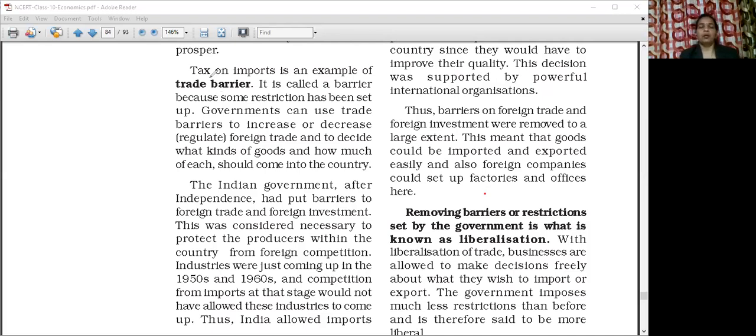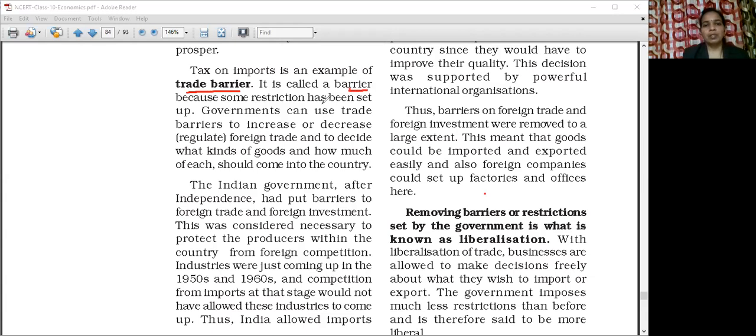With the example of China, we have seen how foreign goods are flooded in the Indian market. With this example, we will look at the trade barrier. What is a trade barrier? Tax on import is an example of a trade barrier. When high taxes are there on imports, that becomes a trade barrier. When these import taxes are low, foreign traders can easily bring material into the local market. It is called a barrier because it is one kind of obstacle.